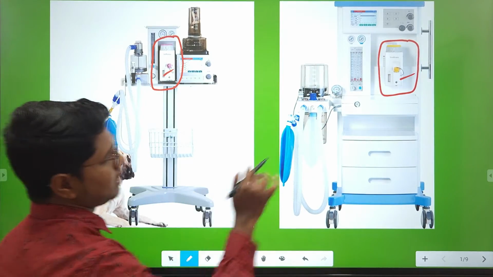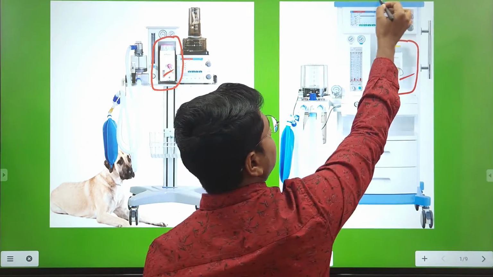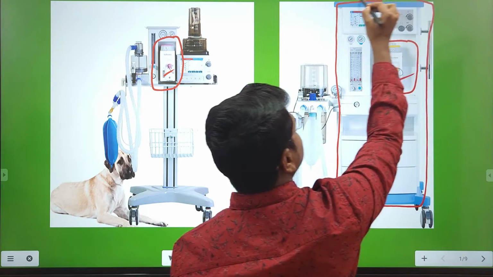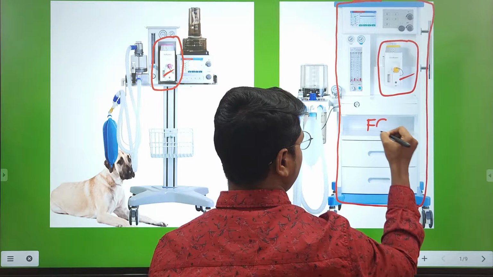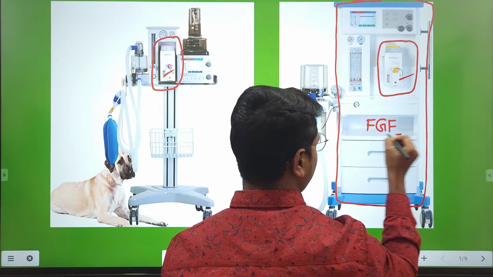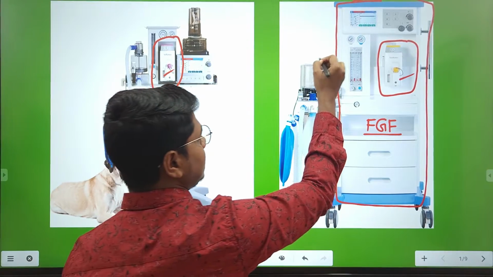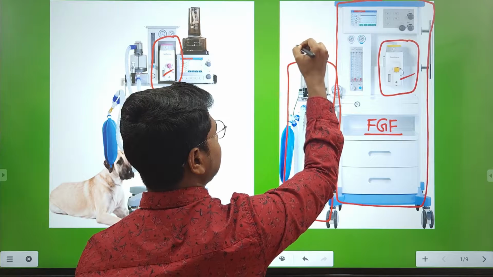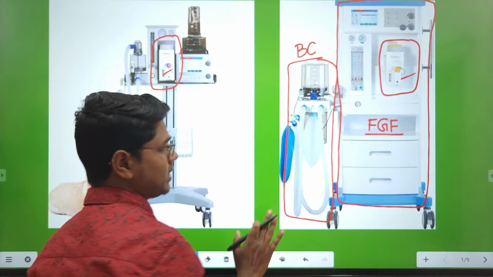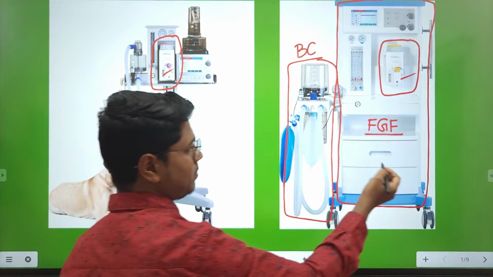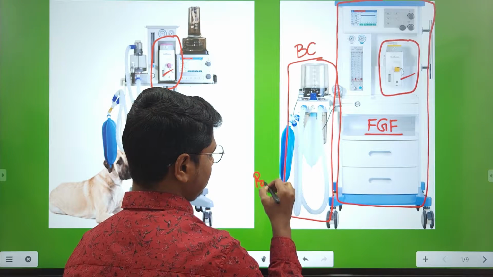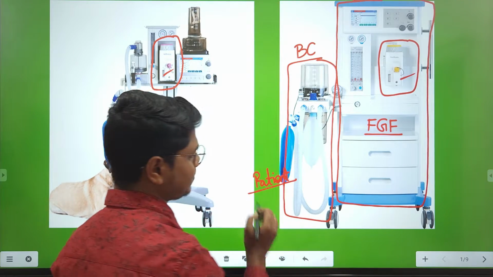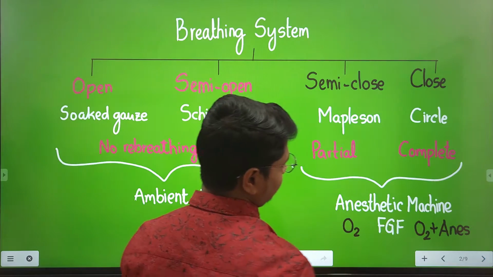Okay, so the machine has two parts. The machine itself, which provides the fresh gas flow. What is fresh gas flow? We will be discussing later. And this one is the breathing circuit. This breathing circuit acts as an interface between the machine and the patient. So we will be discussing this breathing circuit in this class. Let us go to the breathing circuit.